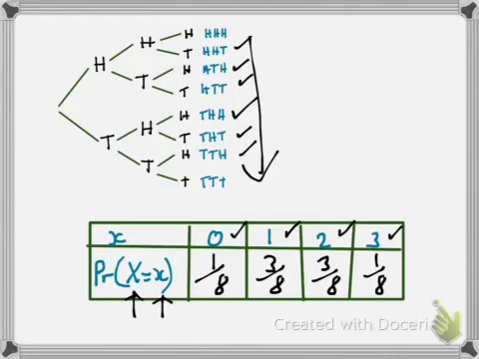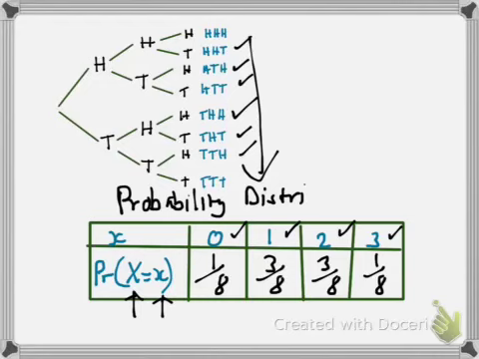So that is a probability. I'll write this down. That is a probability distribution. A probability distribution takes all the different outcomes and gives them a probability. So there we go. Probability distribution. Pretty easy.